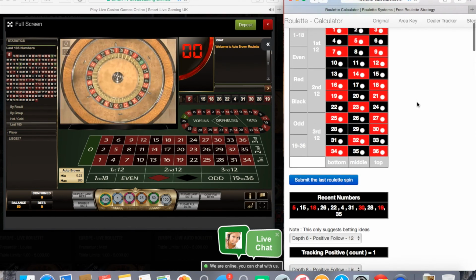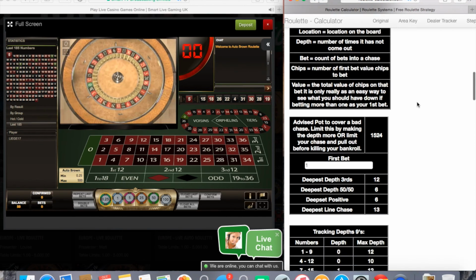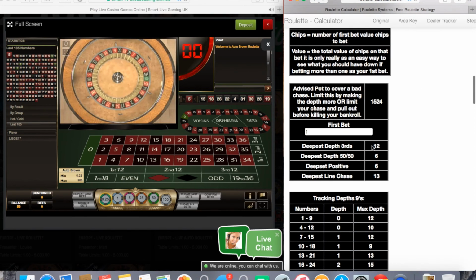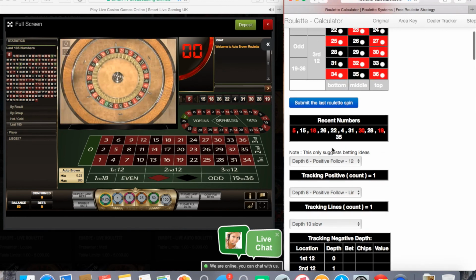about 4 lines down. Now I can look down the stats here and you can see the deepest thirds is at a depth of 12, the deepest 50-50 is at 6, deepest positive at 6, and the deepest line chase is at 13. Now the line chase is quite high compared to what it normally is. Normally it's around 7 or 8. The positive's roughly where it usually is. We see it around 6 or 7.